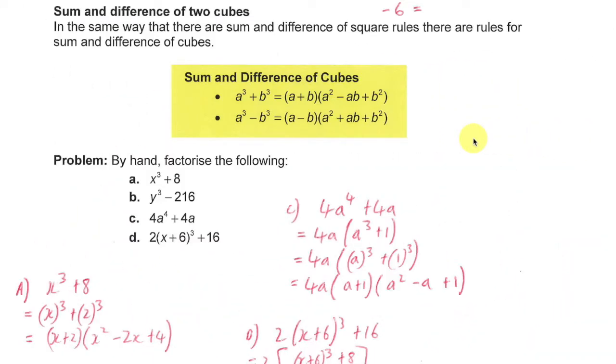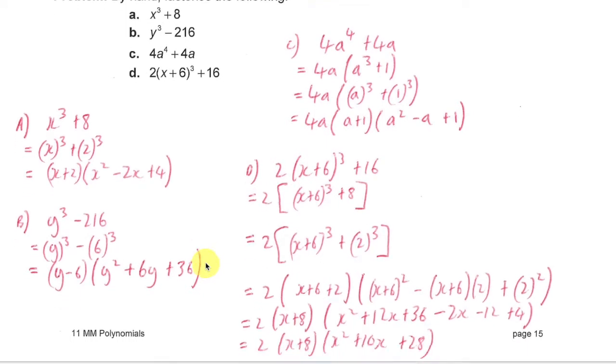You'd be familiar with the difference of two squares rule, but here we've got the difference of two cubes. These are the rules. Let's look at the application of them. So for a, I've got x cubed plus 8. I recognise the x is the a, and I recognise that the 2 is the b, and it's the addition, so it's the sum one that we're using. So I end up with x plus 2 in the first bracket multiplied by x squared minus 2 lots of x plus 4.